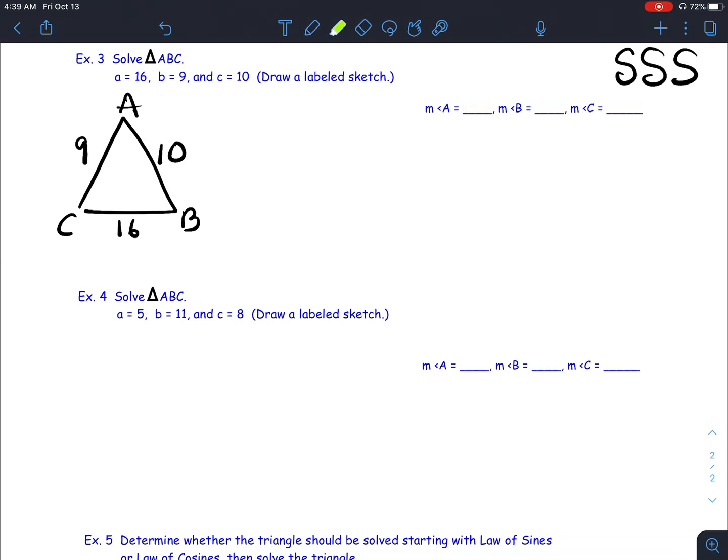So I'm going to highlight the largest angle. I'm looking at these three sides. I see the biggest side is side A, 16. So that means angle A has to be the biggest angle.